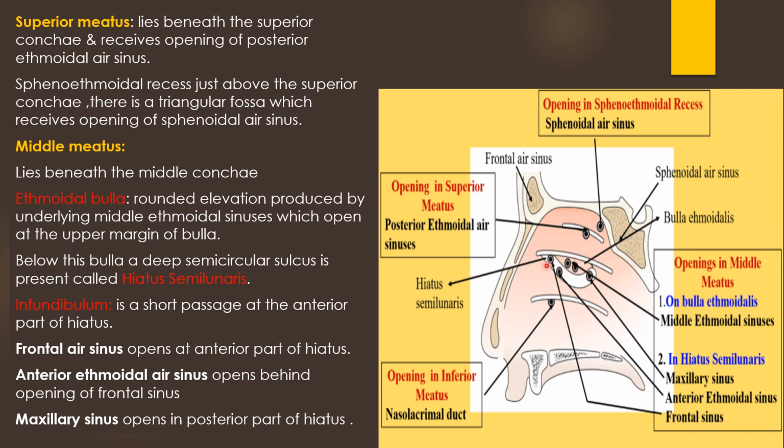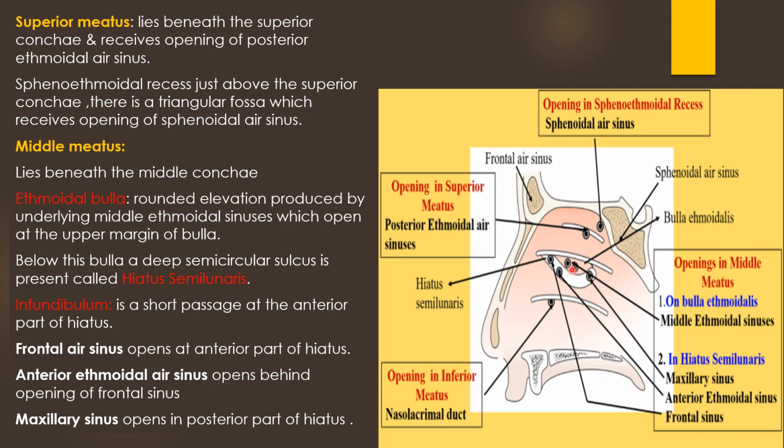Now let's do the middle meatus. This concha has been removed, and what you see is the meatus, the oblique passage beneath this concha. The first structure we see in the middle meatus is the ethmoidal bulla. It is a rounded elevation produced by the underlying middle ethmoidal air sinuses, which open at the upper margin of the bulla. So this is the ethmoidal bulla, which receives the opening of the middle ethmoidal sinus, and it is a part of the middle meatus.